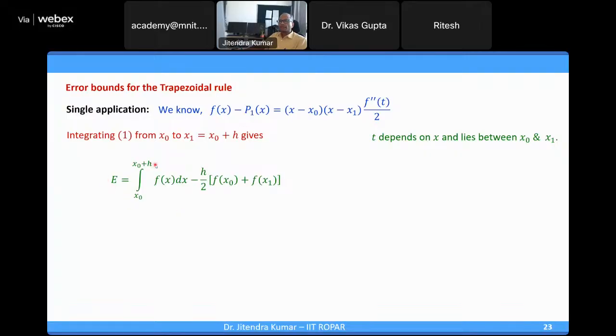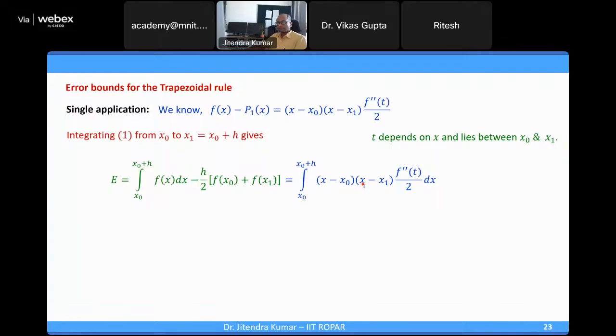Well, so our error is basically coming from the difference between f(x) and p_n(x); we have approximated f(x) by p_n(x) and then integrated. That was the reason for the error, because we have approximated f(x) by this p1(x). So the error we can compute now by this formula: the integral from x0 to x0 plus h of f(x), this is the actual integral, minus this, which was your trapezoidal rule. So we are looking at the difference between the two.